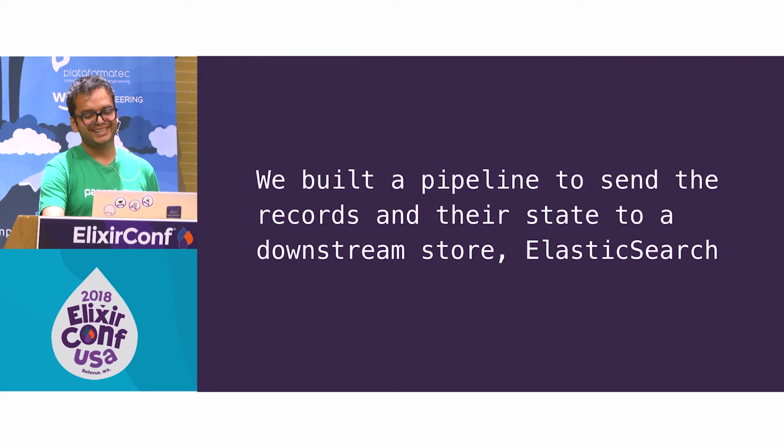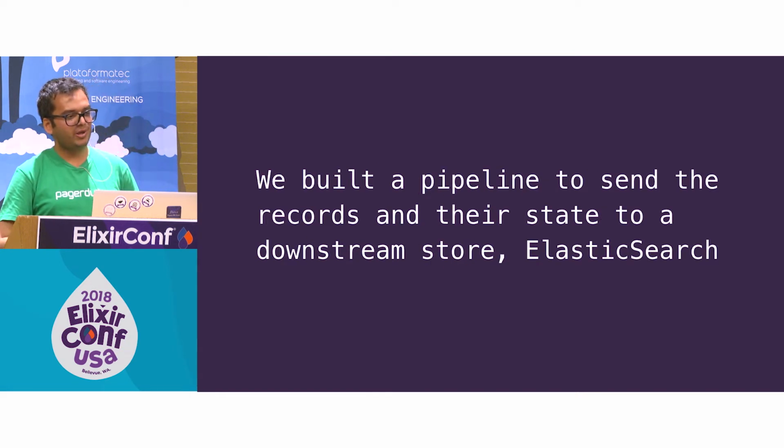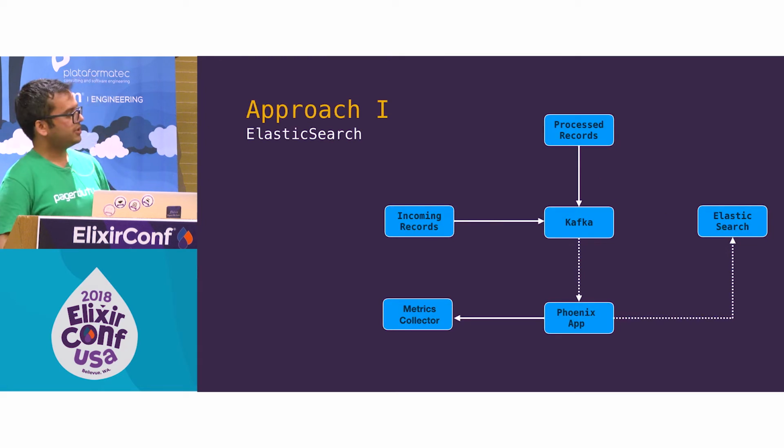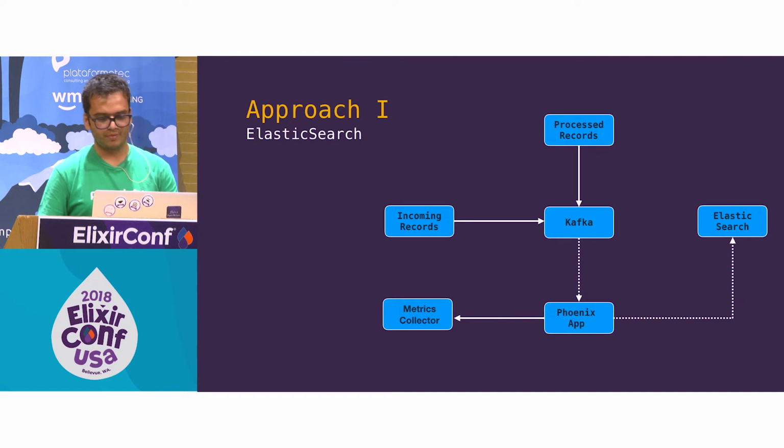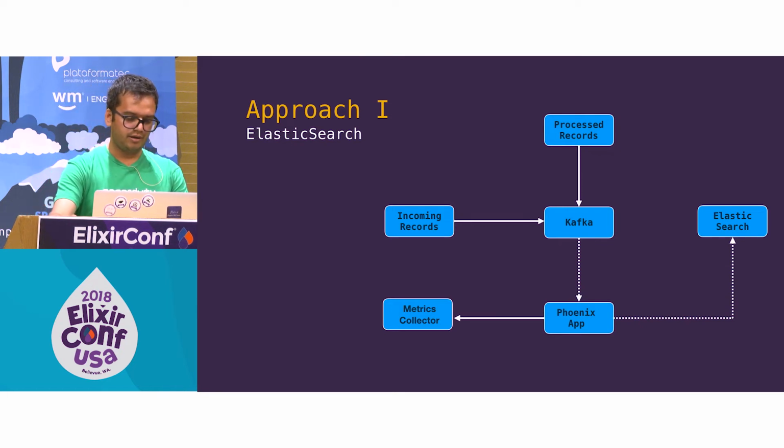Definitely not. So this is what we ended up building. We built a pipeline to send the records and their state to a downstream data store, which was ElasticSearch. So this is how approach 1 looked, and this is still 2017, by the way. The data flow happens from your left, where there's this thing called incoming records. The incoming records were now being written into Apache Kafka, and so were the processed records.